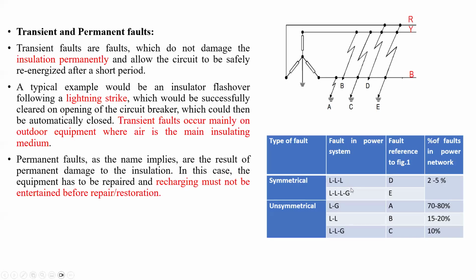These triple line and triple line to ground faults happen mainly because of manual mistakes. When you are doing substation maintenance, if you forget to open the earth switch and you energize the system, then because the earth switch is already closed, a fault will happen and that will trip the circuit breakers.